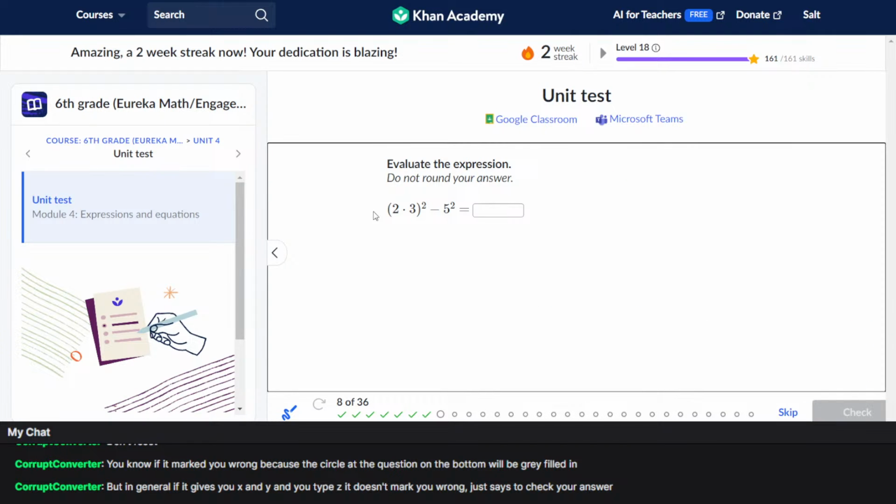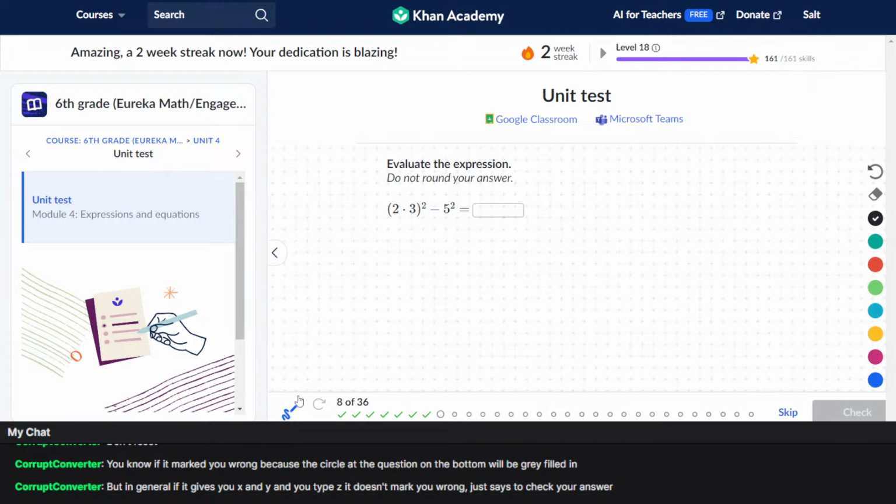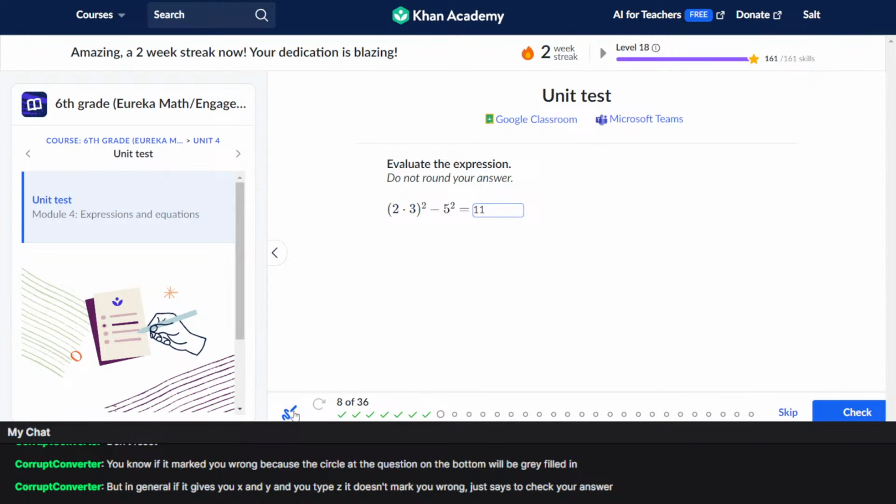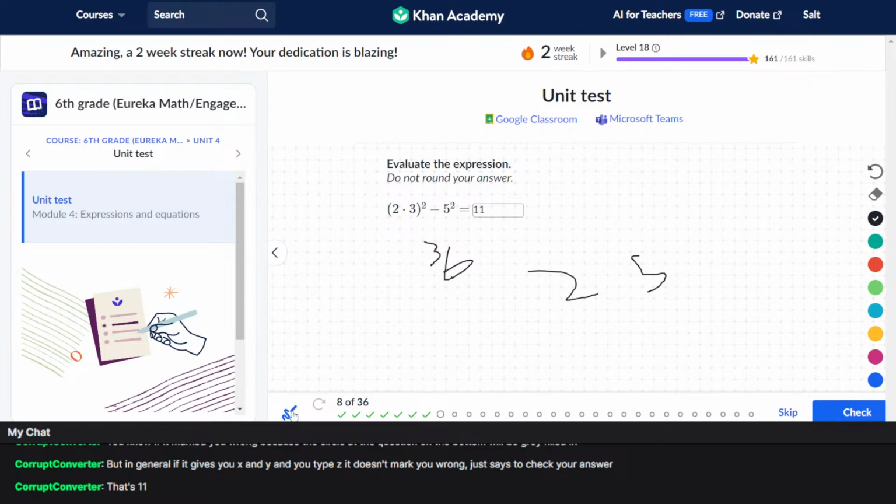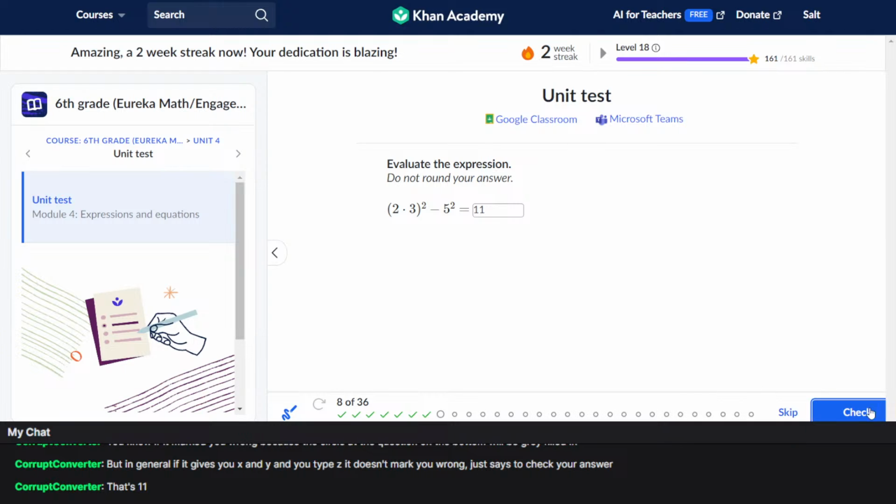Do not round. Okay. 6, 36, minus 25. Oh my god. Handwriting's so good. 31. So I think 11. Yeah. Corrupt Converter says that's 11.